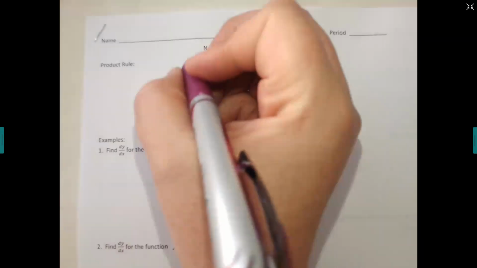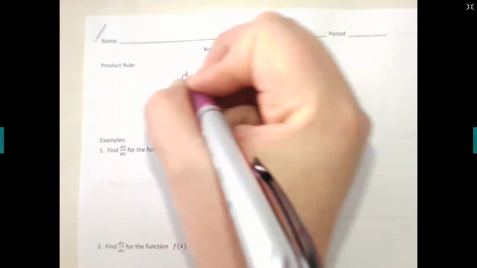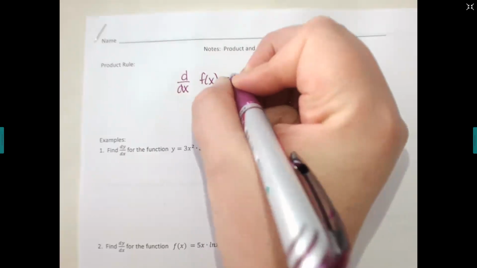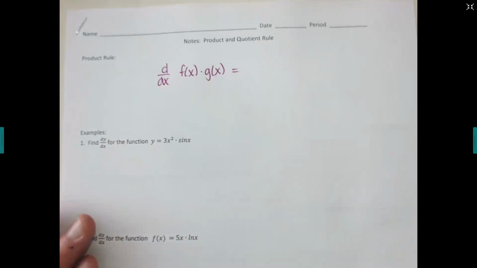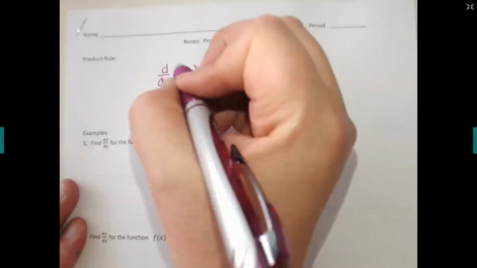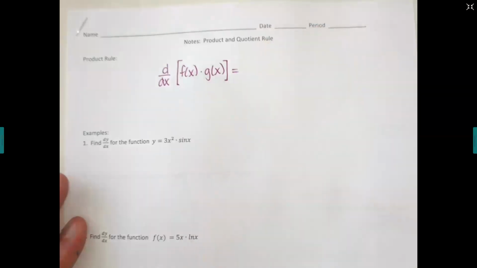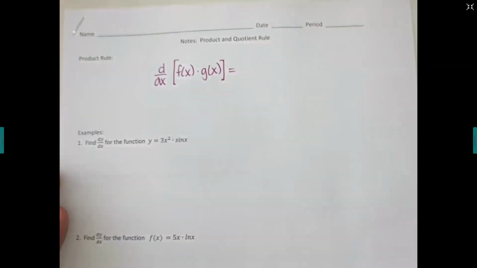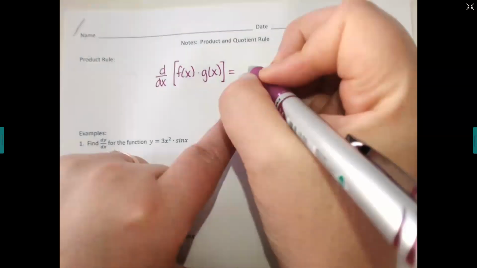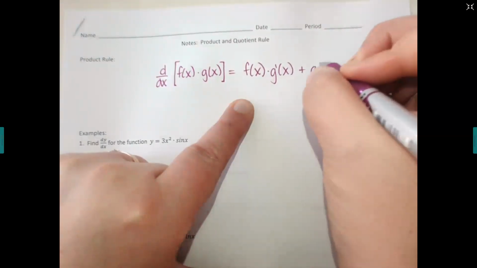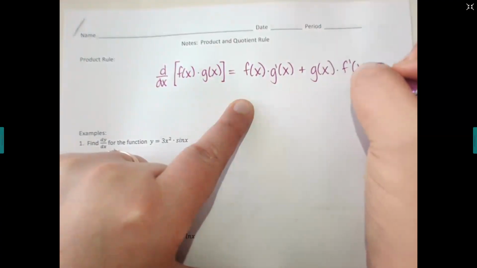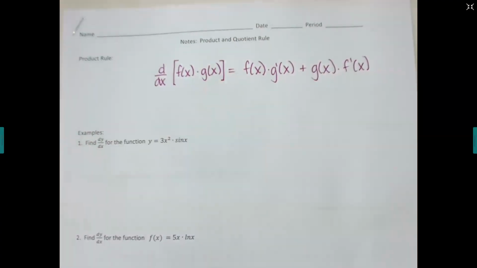You are going to use the product rule when you are taking the derivative of 2 functions that are times together. Okay, so you are going to use the product rule when you're taking the derivative of a function times another function. Okay, I'm going to give you the formal definition. Then I'm going to give you the shorter version of that definition. Okay, it would be f of x, g prime of x, plus g of x, f prime of x. Okay, write that down.